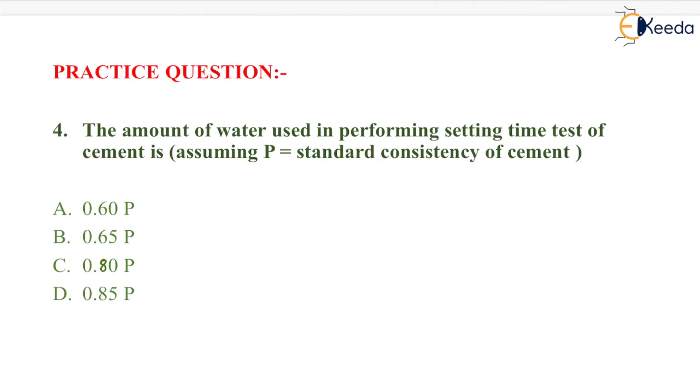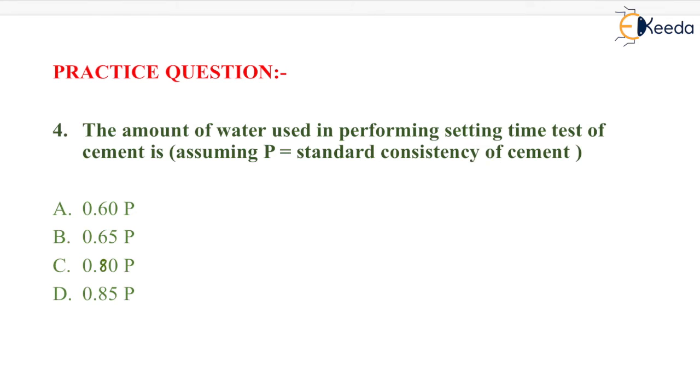Question is given as: the amount of water used in performing setting time test of cement is, assuming P equals to standard consistency of cement. First option given is 0.60P, the next one is 0.65P, another one is 0.80P, and the last one is 0.85P.